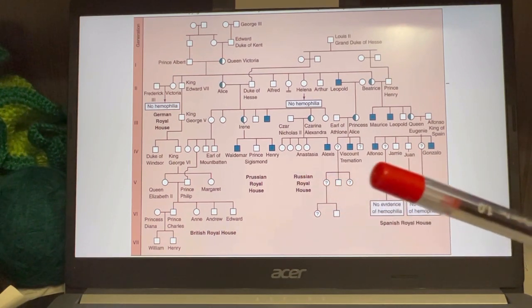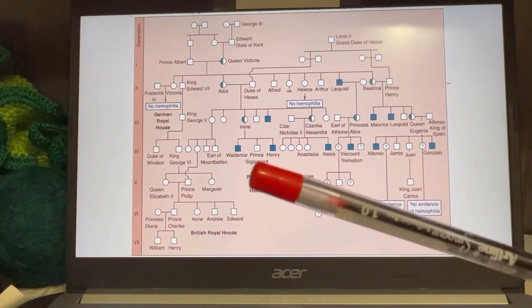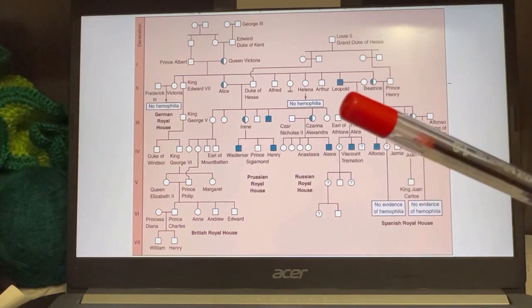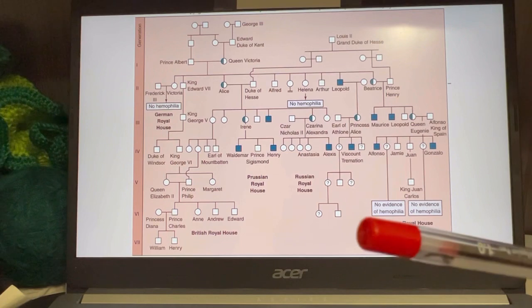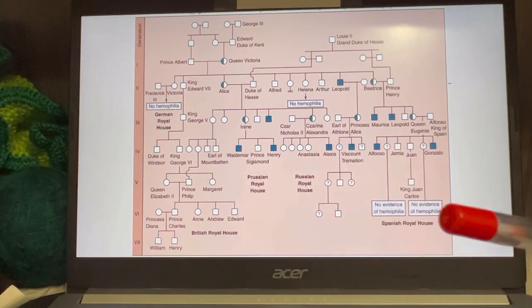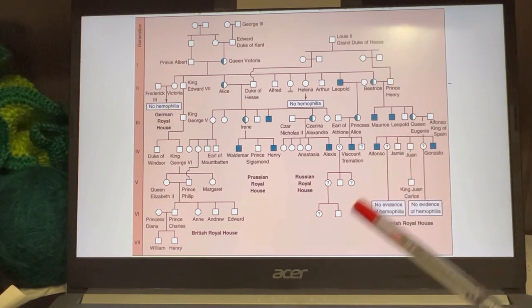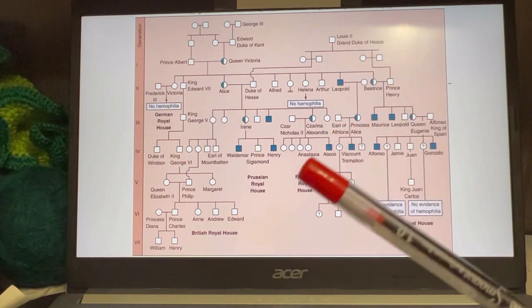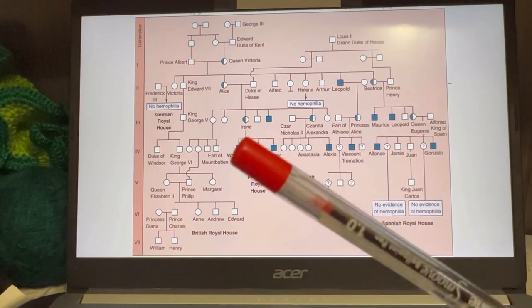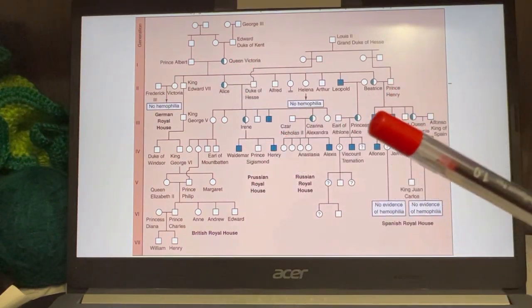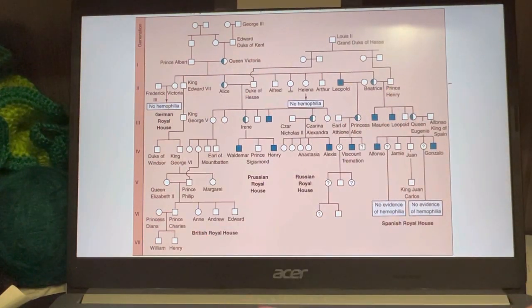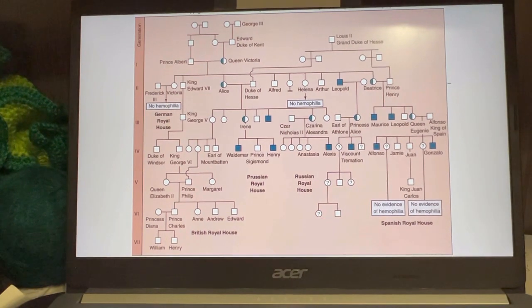Okay, so each of these shaded squares here show someone who has expressed hemophilia. And if you notice, they are all male, which tells us that hemophilia is an X-linked gene. All the females are carriers because they are all half shaded. There is no female here that is shaded to show that they have hemophilia.